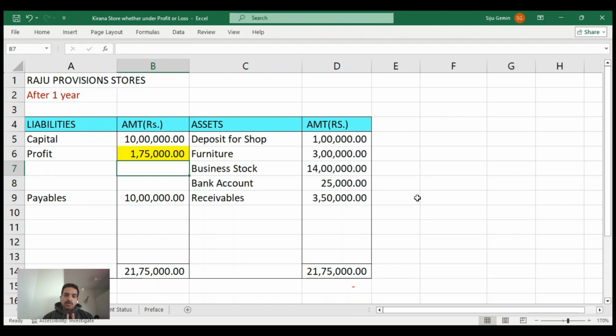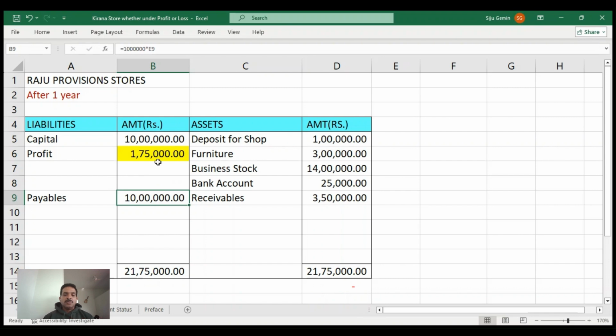So when he does a normal calculation of how much he has given, how much he invested: 10 lakh. As on today, after 1 year, he has given a deposit of 1 lakh. The furniture is valued; he has put in 3 lakh rupees for the furniture. He is having stock. When he takes all the stocks, he's having 14 lakh rupees. He just checks his bank account: 25,000. He just jots down all the people who have to give him 3.5 lakhs. 10 lakh is payable. So he has made a profit.